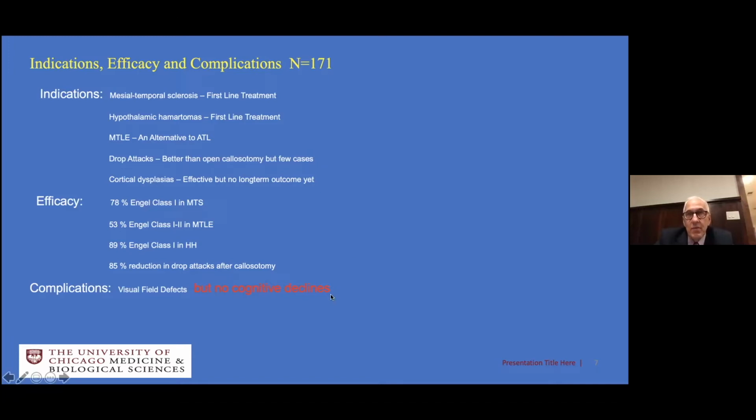The important thing, coming back to the first slide I showed you, and I'll show you the data, is that if you look at the whole literature, people reported visual field defects, but no cognitive declines. That means no memory and no learning deficits with this approach. And that is, of course, a major breakthrough. The outcome data you can get with open surgery as well, but you will have to pay this price.